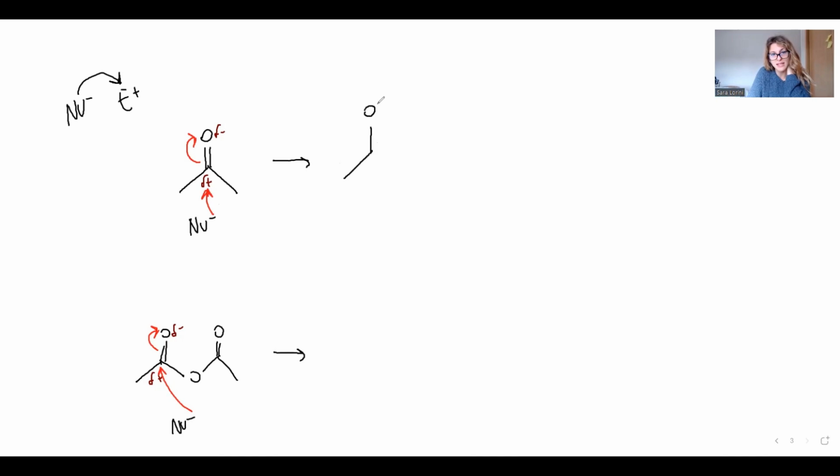So we can think about the intermediate now. Oxygen, it's negative. We still have the same groups attached, but now in this case we have a nucleophile. Let's have a look here. Well, same thing. We have the oxygen with the negative charge. We still have this group attached, and we have a nucleophile.